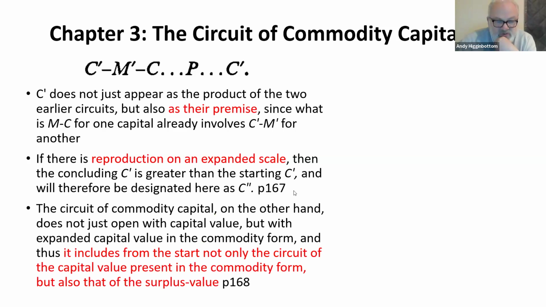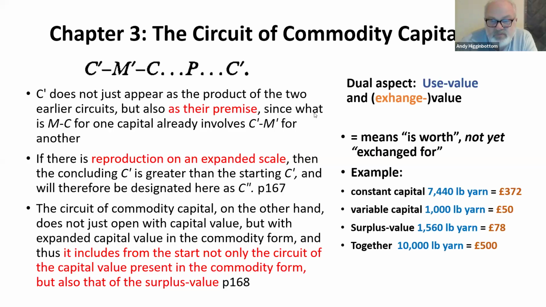The circuit of commodity capital does not just open with capital value, but expanded capital value in the commodity form. And thus it includes from the start, not only the circuit of the capital value present in the commodity form, but also that of the surplus value. So he uses, I didn't actually put it in the quote, the term pregnant, right? So what you've got is an extra additional value already present in this commodity form.